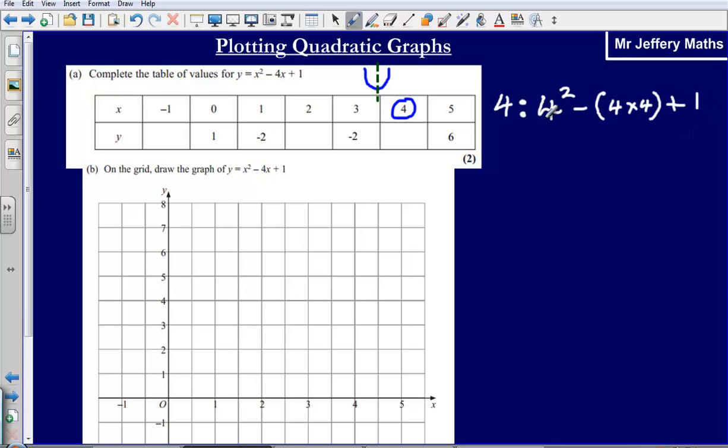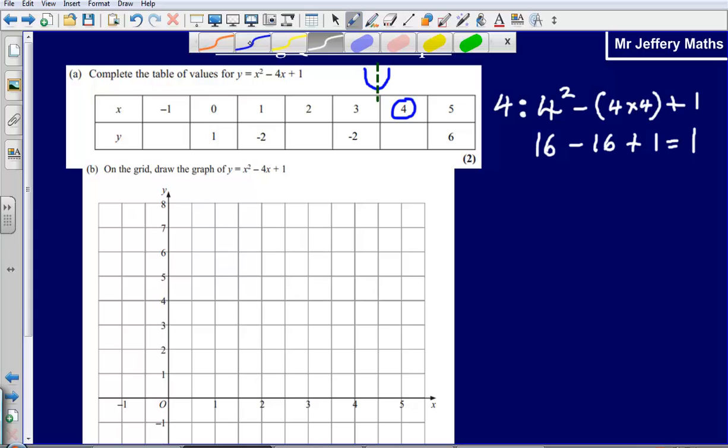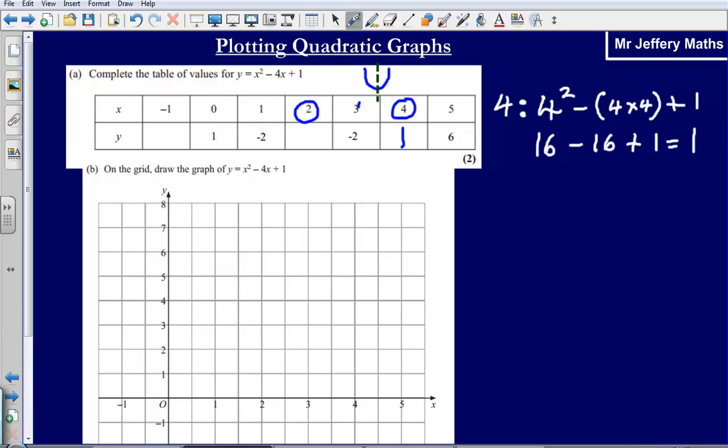So let's calculate what this will be. 4 squared gives us 16, minus 4 times 4, well, that is 16, and then plus 1. 16 minus 16 is 0, plus 1 gives a final answer of 1. So we'll put that 1 into our table, and then let's do the same thing this time with our 2. All we're doing now is exactly the same as what we did up here, this time with the number 2.